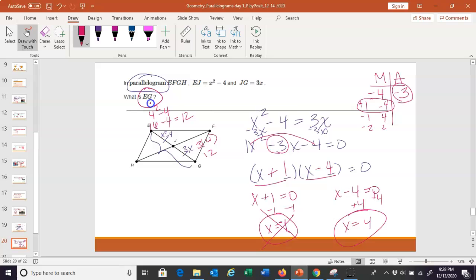And then it wants to know EG, the whole thing. So 12 plus 12. EG is 24 units. Woo! That was a honker of a problem. It was a good one. So we used our knowledge of what a parallelogram is to know that those diagonals bisect, and then we recalled how to factor.